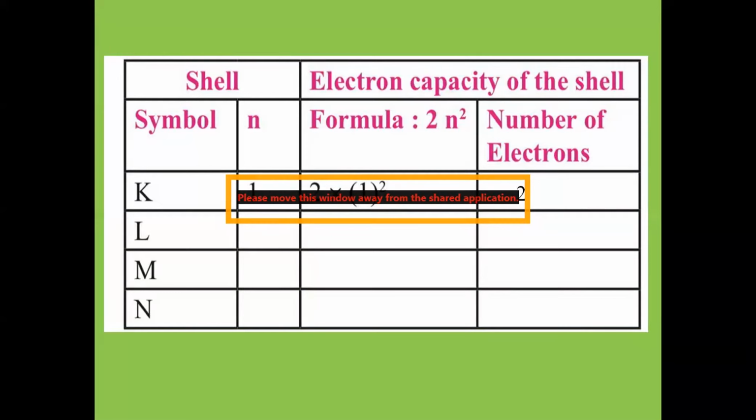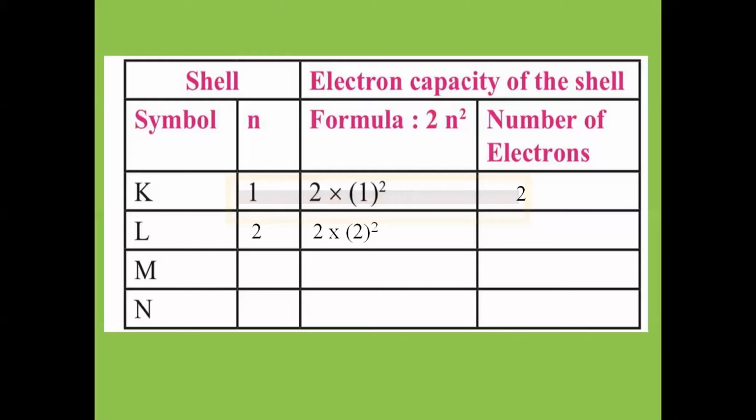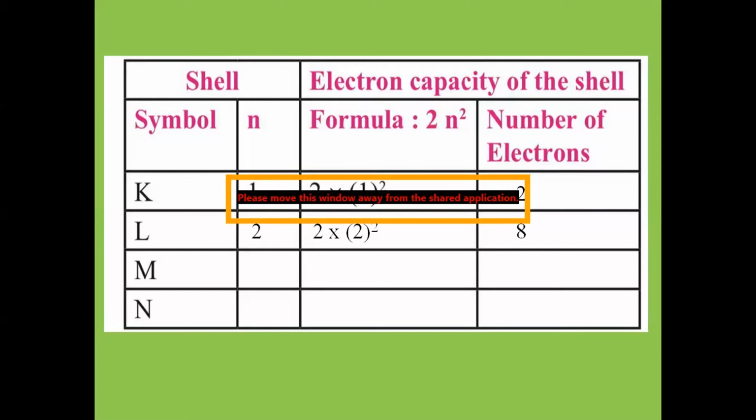The next one is L. Number of shell is 2. So with the formula 2n square, it will be 2 into 2 square. What will be the answer for 2 into 2 square? It is 2 into 2 square, Devin. 2 square is 4. So 4 multiplied by 2 is going to give me 8. So the maximum number of electrons which the second shell can accommodate is 8. It cannot be more than 8.